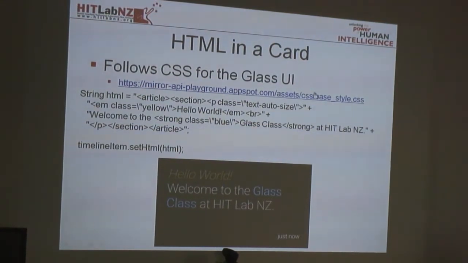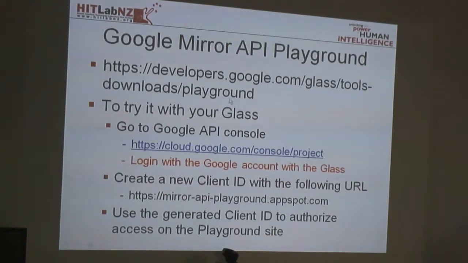In this case, the style sheet used on the glass is actually a copy of this style sheet in this CSS file. And this is from the Mirror API playground, which I'll show you in a minute. The Mirror API playground is a website on developers.google.com where you can try different types of HTML tags and card layouts and copy them over into your code as well.